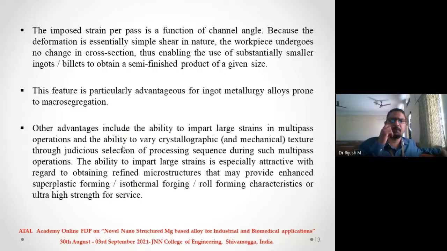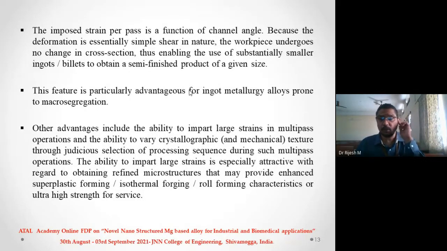The imposed strain per pass is a function of channel angle. Because the deformation is essentially simple shear in nature, the workpiece undergoes no change in cross-section, thus enabling the use of substantially smaller ingots or billets to obtain a semi-finished product of a given size. Got it. So there is no cross-sectional reduction that you see in ECAP. The size of the billet is all the same when you take it out.